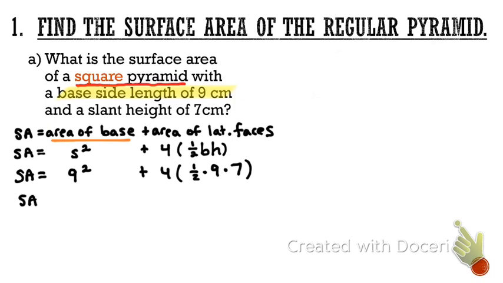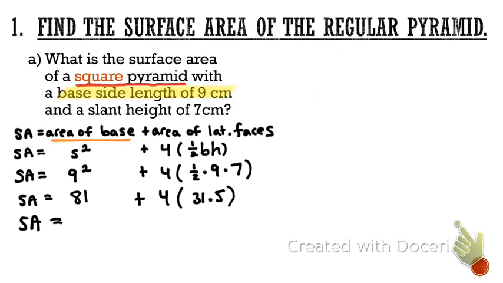So now we're going to do the surface area equals 9 squared. Be really careful. I've seen recently on a lot of work that people are still saying this is 9 times 2. It is 9 times 9 because you've got to multiply it by itself. So 81 plus 4 times, we're going to do half times 9 times 7. When you multiply all that together, you should be getting 31.5.